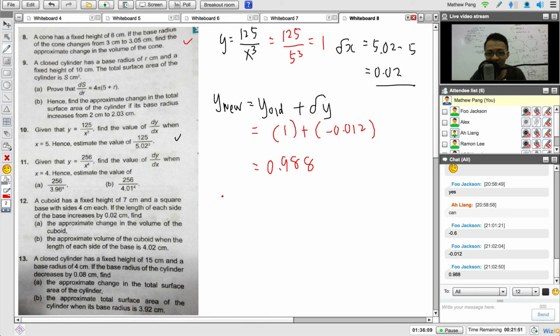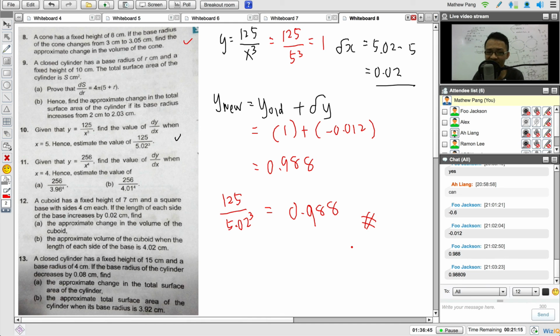Alright, the good thing about approximation is you can always check the answer. So let's press the calculator. 125 over 5.02 to the power of 3. See whether you can get 0.988 or not. Use your calculator to press it yourself. 125 divided by 5.02 to the power of 3. Are you getting 0.988? Yes. Of course you won't get all the decimals. So if you get this, you are already correct. I think for approximation, the exam will give you 4 marks.